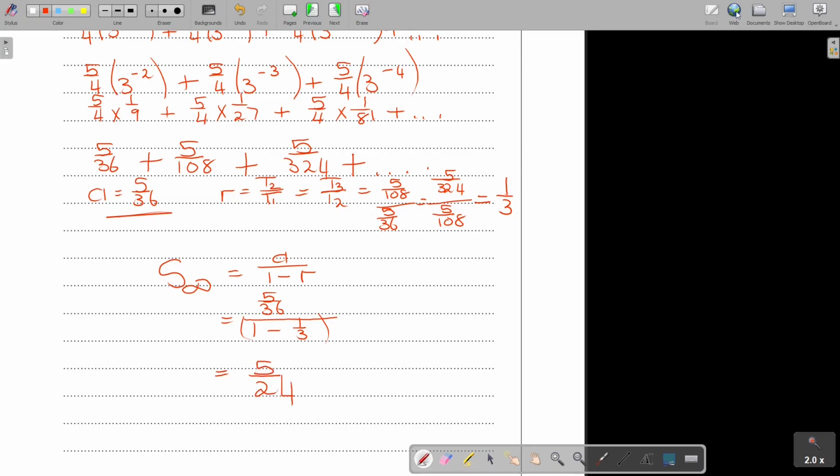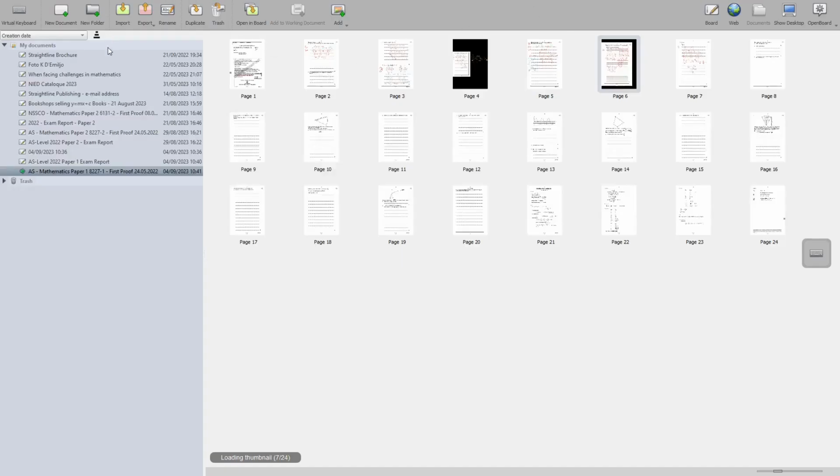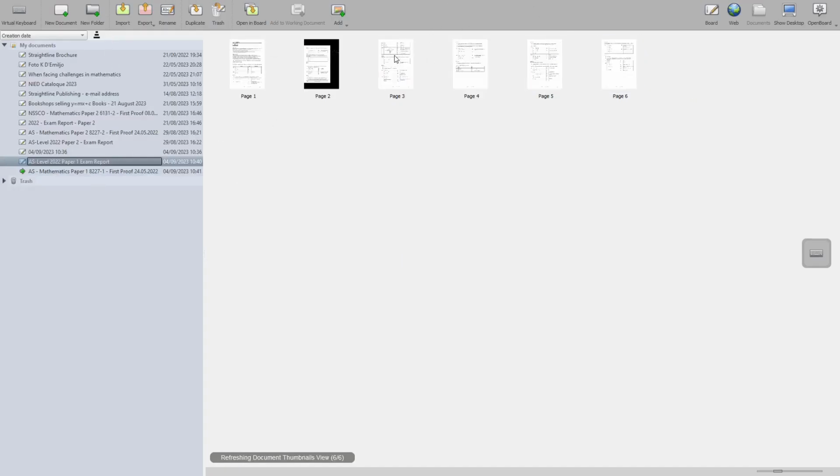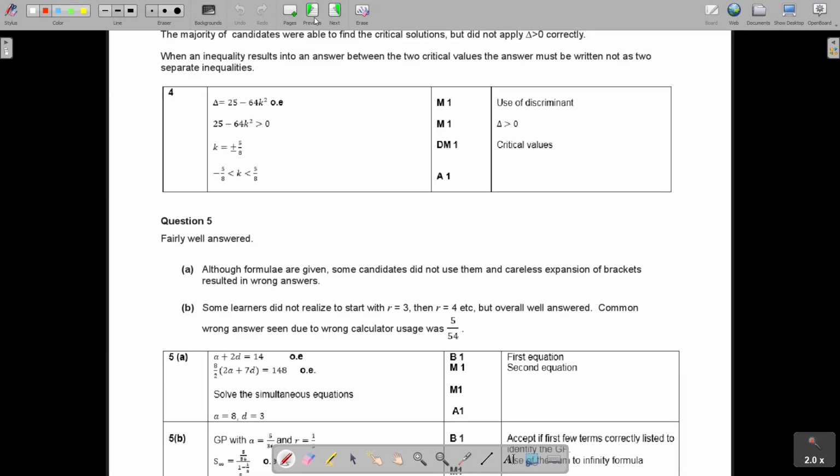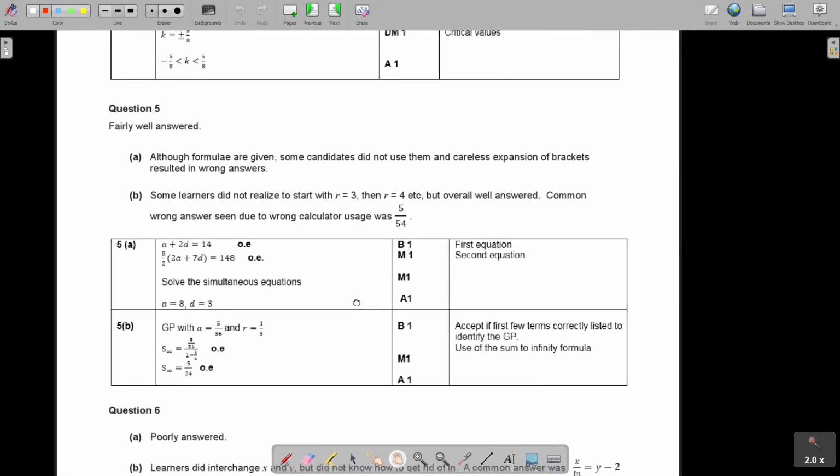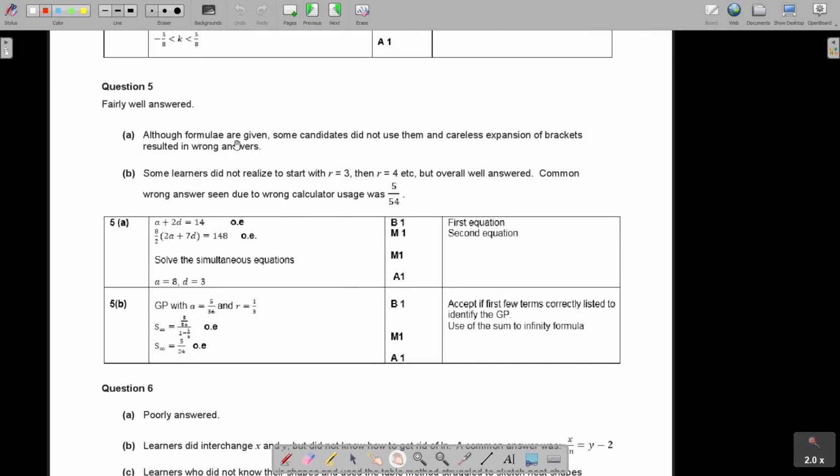Let's just go to the exam report and see what they tell us. I think it's back. Question 5. It's fairly well answered. Although formulas are given on the formula sheet, some candidates did not use them and carelessly expanded brackets, which resulted in wrong answers. This was in A. As I said, they worked out terms 1, 2, 3, 4, up to 8. No, it's too much. Don't do that. It's unnecessary and you can waste time and make unnecessary mistakes.